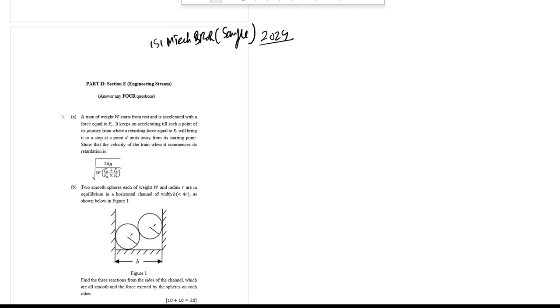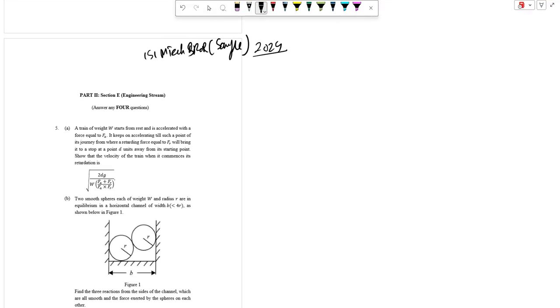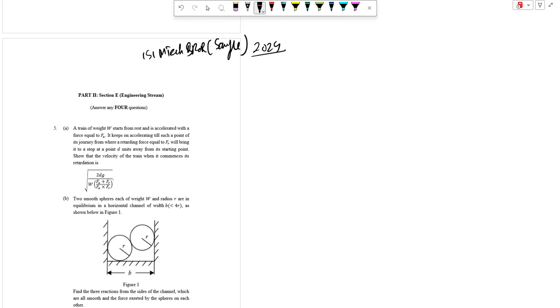So the first one is a train that starts at rest, associated with the force Fa, it keeps accelerating till such a point, and then the retardation is equal to Fr and would bring it to a stop at a point D units away from the starting point, so that the velocity of the train when it comes to its retardation is this.